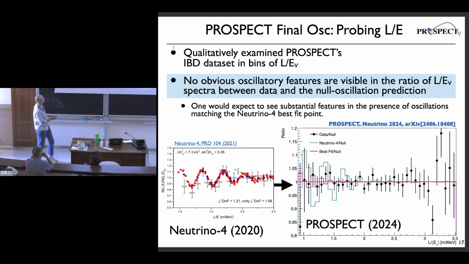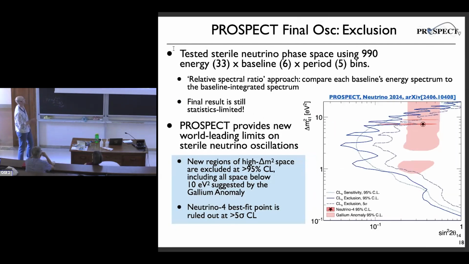Sure. Okay, if you do a more rigorous statistical exclusion, you can see that we exclude most of the Neutrino-4 suggested region within 5 sigma. The line is our 5 sigma exclusion. Good for this neutrino. It's best, which is this gallium.